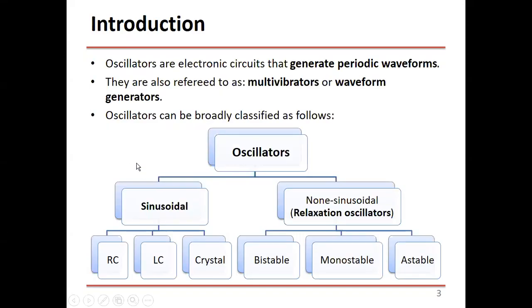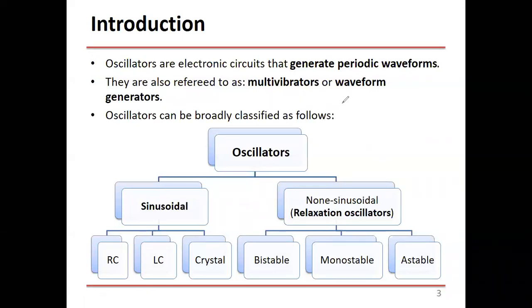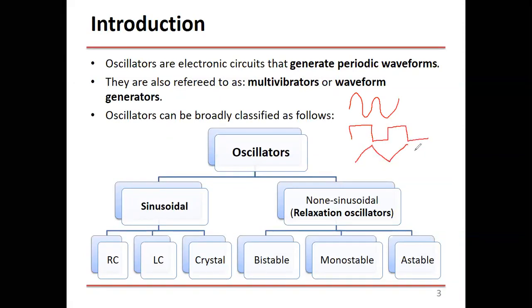So what is an oscillator? An oscillator is an electronic circuit that generates a periodic waveform. If you need to generate a periodic waveform that repeats itself every period T with a certain frequency, whether you're talking about a sinusoidal signal or a non-sinusoidal signal, you might have a sine wave, you might have a rectangular wave or square wave, you might have a triangular or sawtooth wave. So it's a periodic signal.